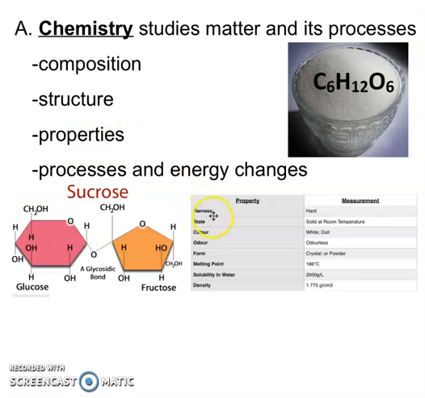Its properties, specifically like what state is it at, what color, what form does it take, what's the melting point, solubility in water, density, and so on and so forth. And then finally, the processes and energy changes that it can be involved with. So sugar is made from the process of photosynthesis. You take water and CO2, a little bit of sunlight, and you make sugar. Sugar is also involved in cellular respiration, where it breaks down to produce carbon dioxide and water.